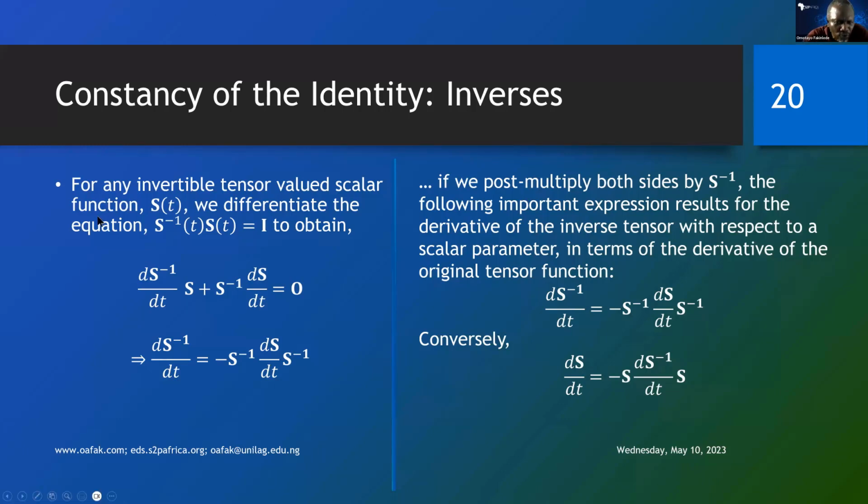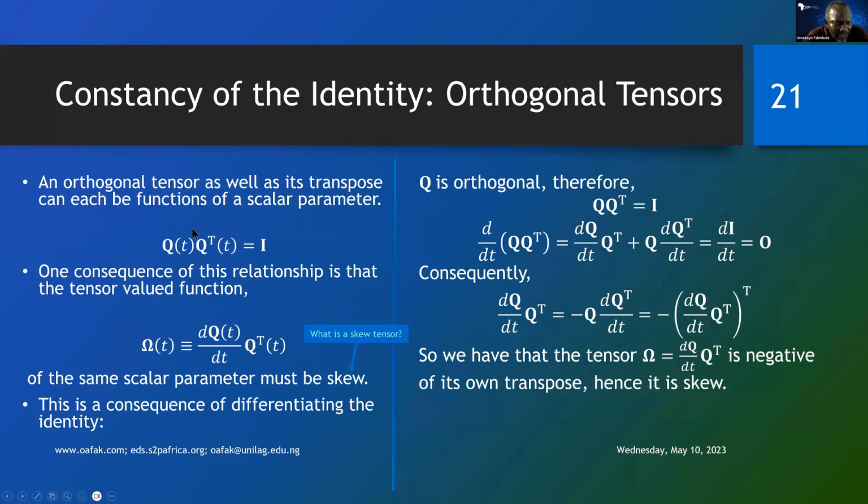There are still a lot of conclusions to be taken, even when the argument is a scalar. An orthogonal tensor is such that when you multiply it by its transpose, you get the identity tensor. And consequently, we can show that if you differentiate the orthogonal tensor and post-multiply it with the transpose of the orthogonal tensor, the tensor you get is a skew tensor. We prove here that it's a skew tensor because it's equal to the negative of its transpose. So anytime you see this kind of combination, it is a skew tensor.